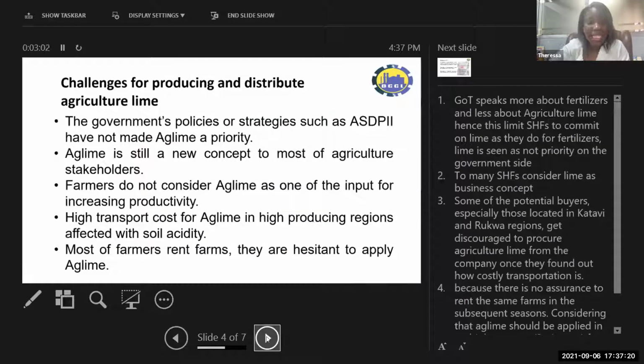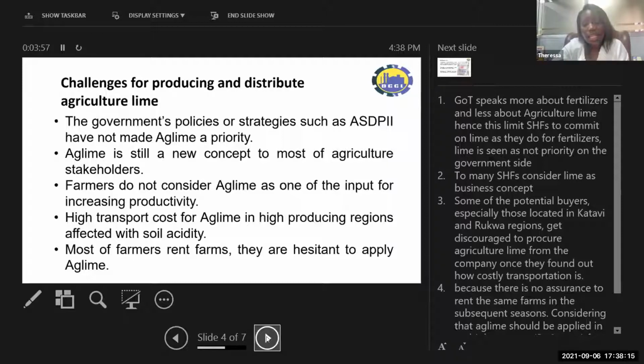I'll go straight to the challenges that we at Doma Cement, being a private company, have been facing. The first challenge is that government policies or strategies such as agriculture sector development have not made agricultural lime a priority. We always face a problem that people don't know lime. So when we go and preach, it becomes like the new gospel, while for so many times lime or acidity has been a problem. And why? Because the government is somehow silent or has not given the same priority that it gives to fertilizers. So the major challenge Tanzania faces today in production and distribution of lime is that we lack the voice from the government.